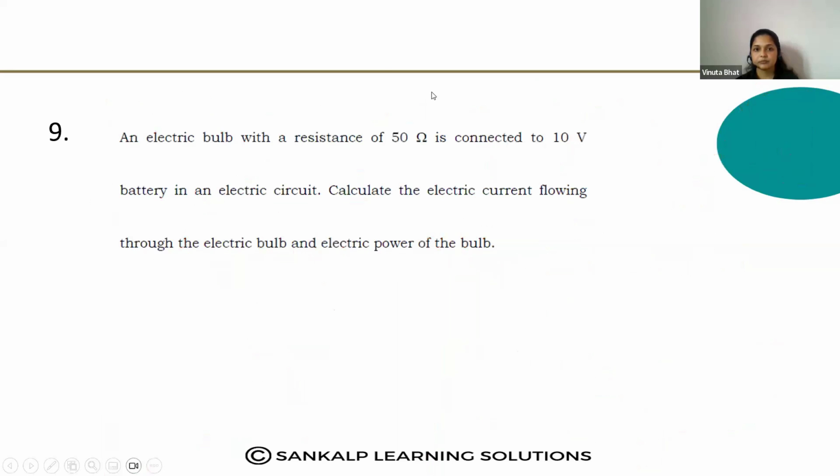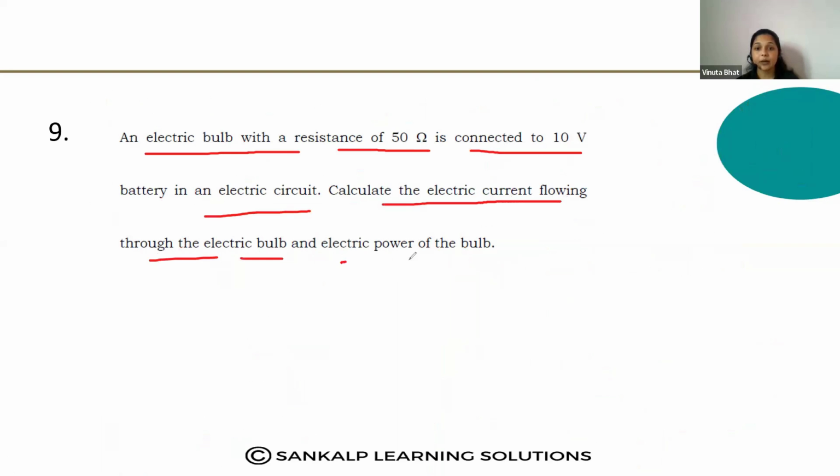Next question. An electric bulb with 50 ohm resistance is connected to a 10 volt battery in an electric circuit. Calculate the electric current flowing through the electric bulb and what is the electric power of the bulb.